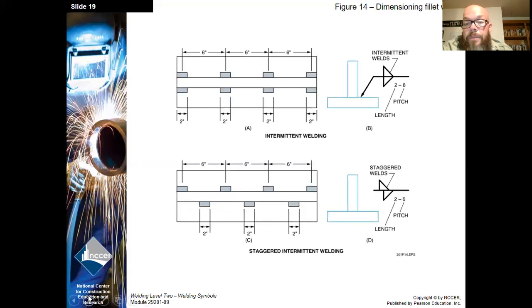Okay, length and pitch. You have the length listed, that's how long the welds are, and the pitch is the center to center distance of each weld. And this can be done in 2 ways. If you notice on the top, there's intermittent welding where the welds line up. On the bottom, it's staggered, where the measurements are the same, but on one side the welds are in between the welds on the opposite side.